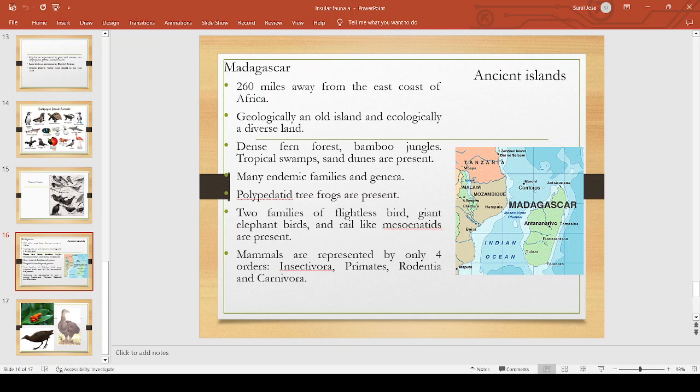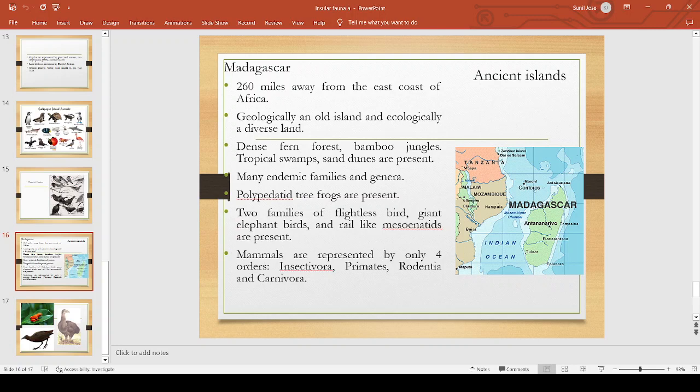Then coming to many endemic families and genera. Endemic means, for example, endemic to Kerala, meaning that animal is present only in Kerala. For example, when I was working on spiders, I have seen that there are some species of spider which are present only in Kerala. They are not discovered from any other parts of the world. So such species are the endemic species. In the case of Madagascar also, we can find a lot of endemic plants and endemic animals. This endemism is very high in the case of Madagascar. One reason is that it is a geologically old island. That is why Madagascar is exhibiting many older plants and older animals still. So that is the importance of Madagascar.